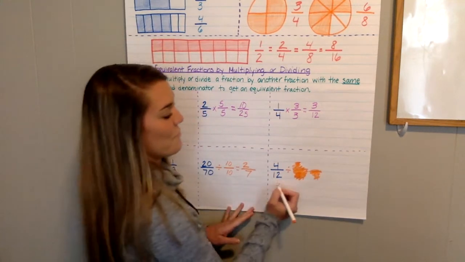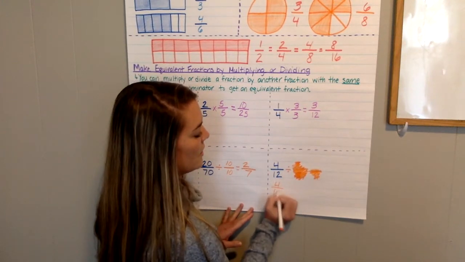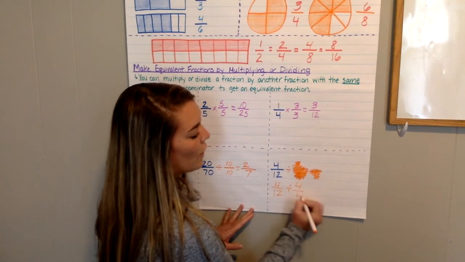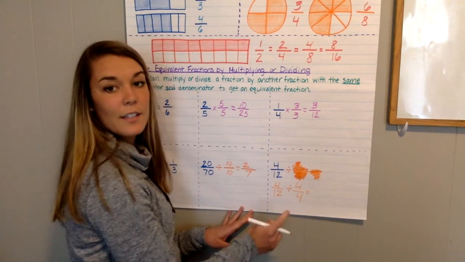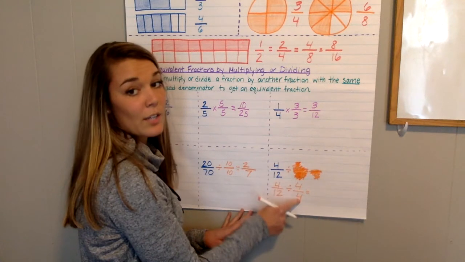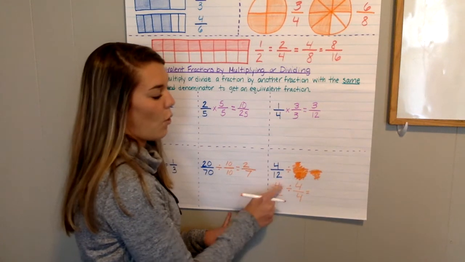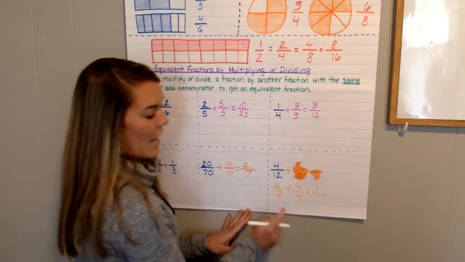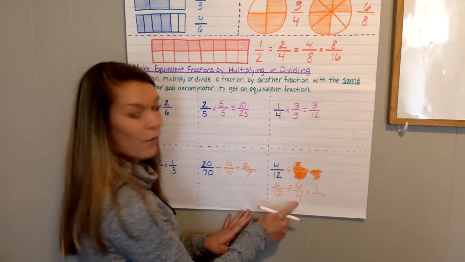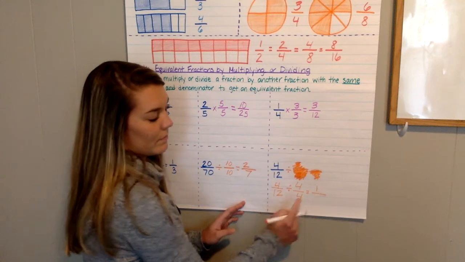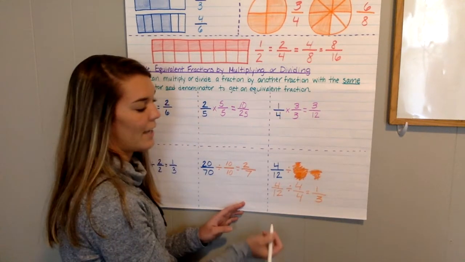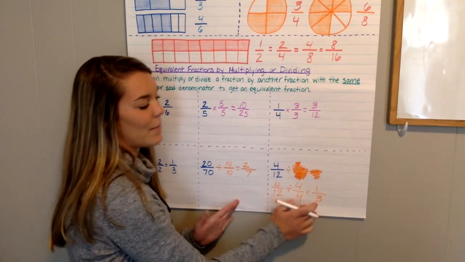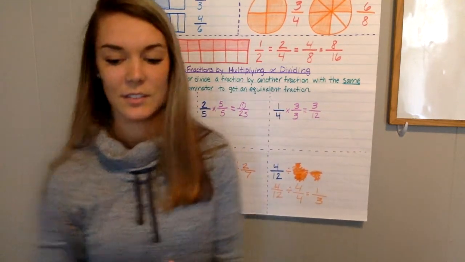So let's do 4/12 divided by 4/4. Okay? This fraction has the same numerator and same denominator. So 4 divided by 4 is 1. And 12 divided by 4 is 3. Okay? That's what I was trying to get to. So 4/12 is the same thing as 1/3.